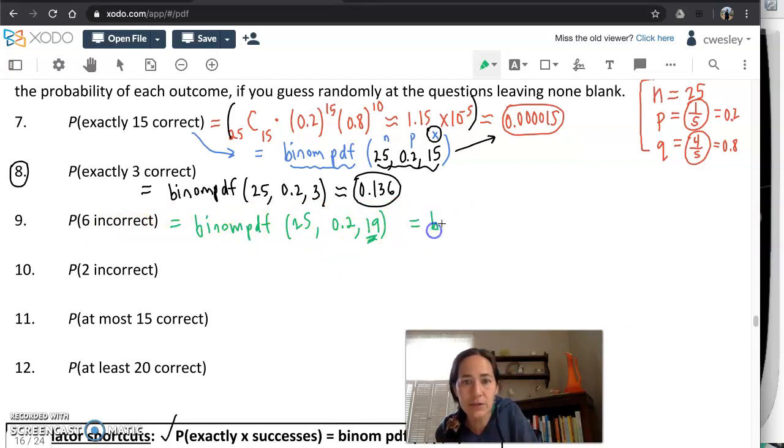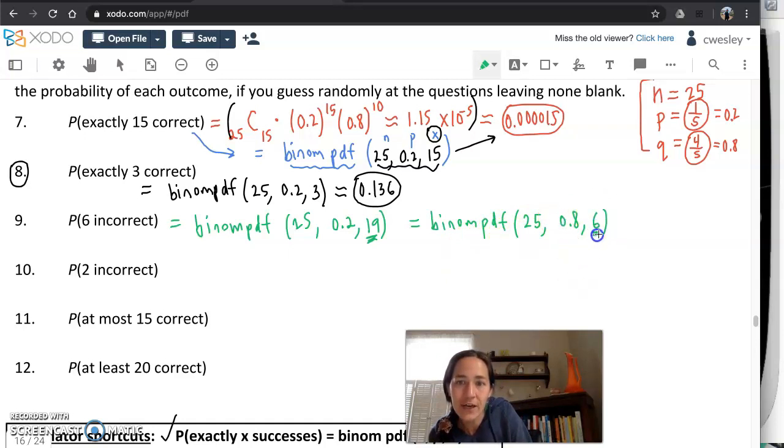Another way to do it would be to change what you call success. To me, success is you getting an answer correct, right? That makes sense in my brain. But you could shift the experiment and say success is that you get an answer wrong. If you call P the 0.8, your probability of getting an answer wrong, and put a 6 in here, you'll get the same exact answer either way.